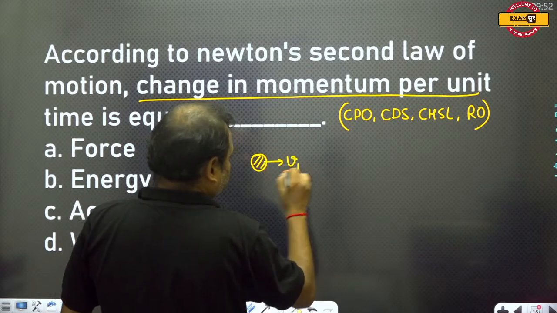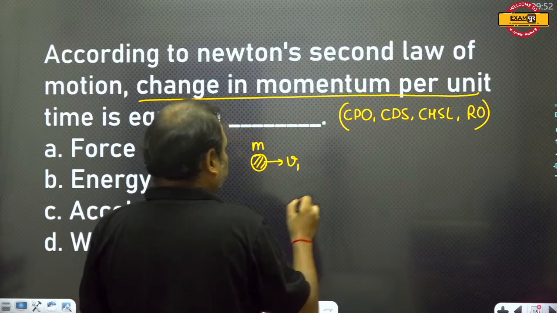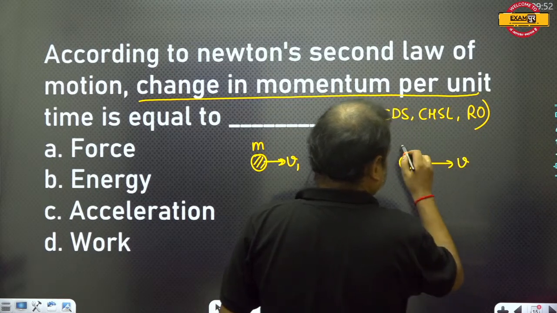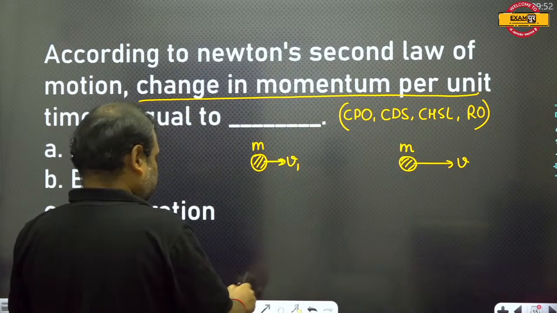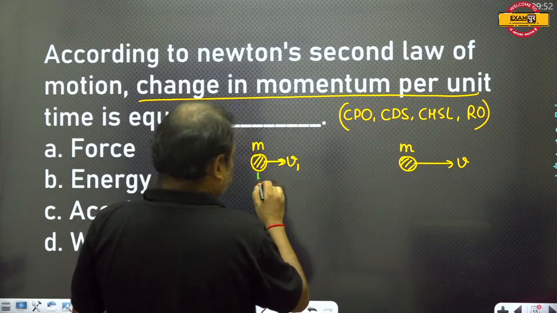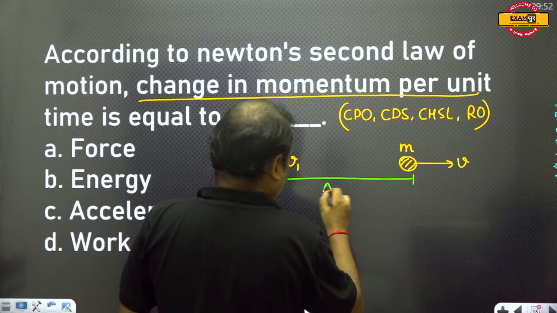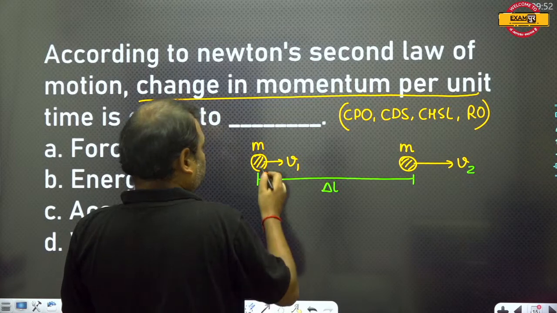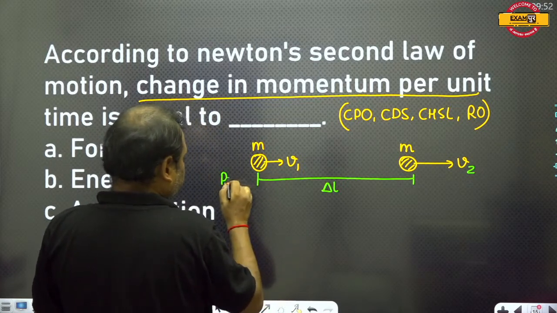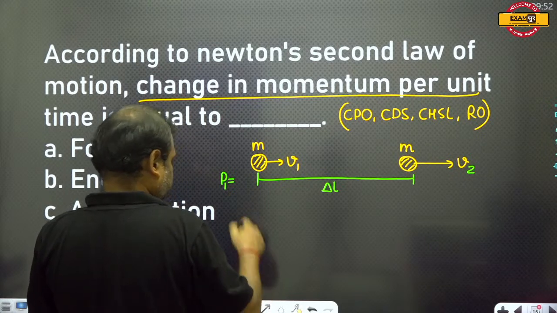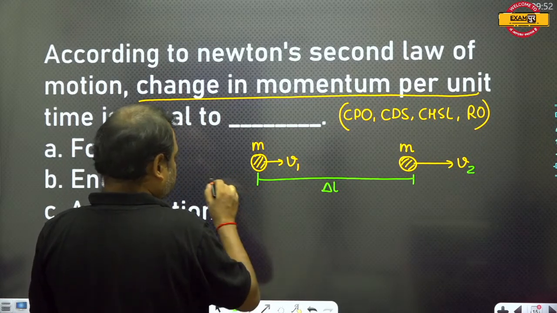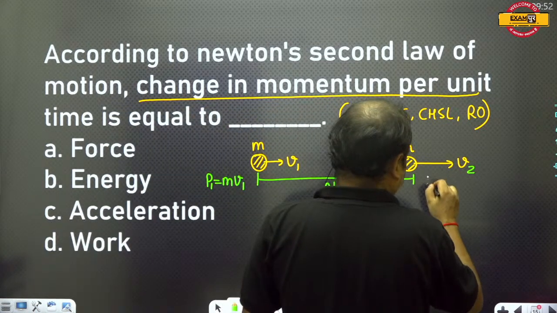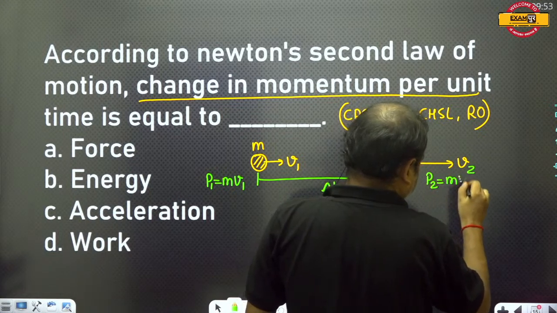Suppose this ball is moving with velocity v1 and the mass of this ball is m. After some time the velocity of the ball becomes v2, and the mass of the ball will remain m. The time taken from this to this is delta t. If we talk about the momentum, the momentum p1 is equal to m into v1, and the momentum p2 is equal to m into v2.